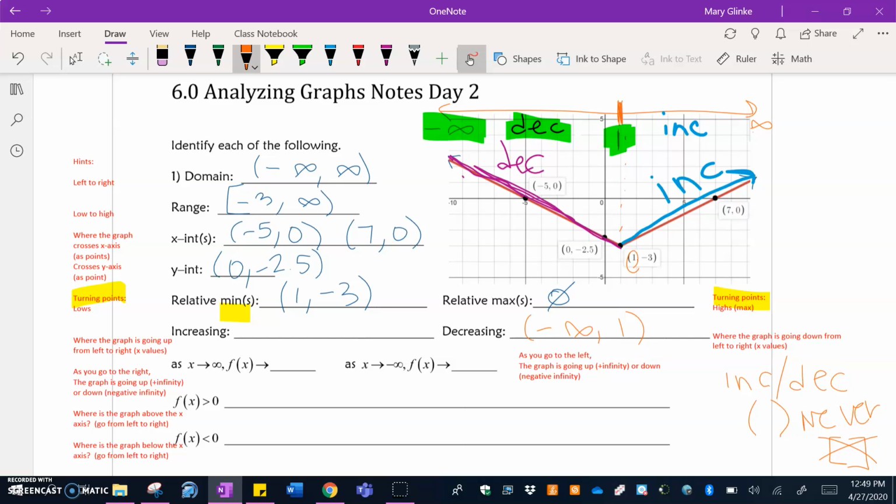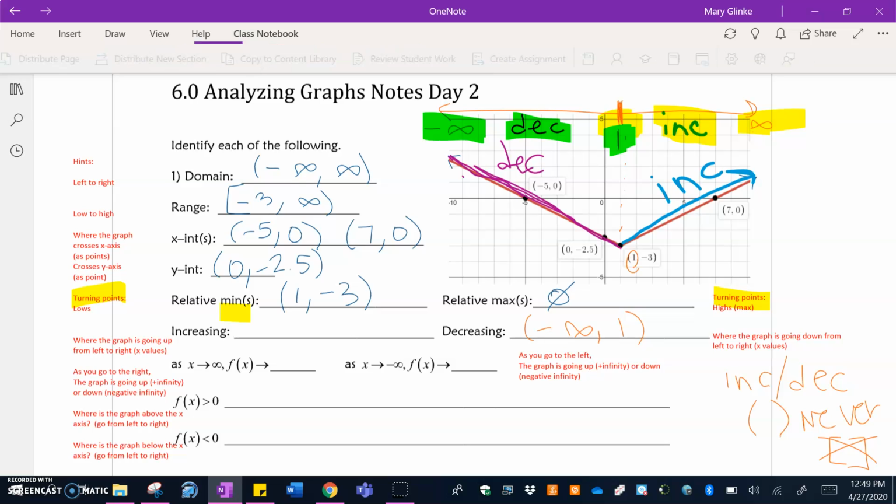So looking at this, that's why decreasing is negative infinity to 1 with a parenthesis there. Now I'm going to look at my increasing interval. My increasing started here when x was 1 and increased to the right forever. So my increasing is going to start with 1 and go to the right forever.